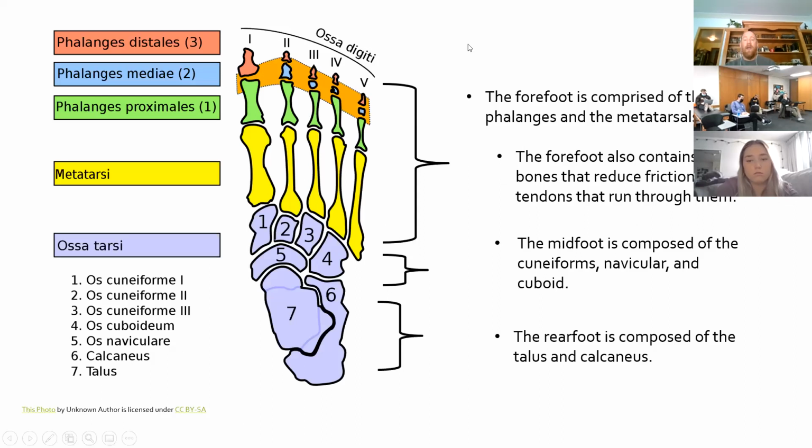All right, here we go. And these are the Latin names that are typically ascribed to these bones. But let's break it down.